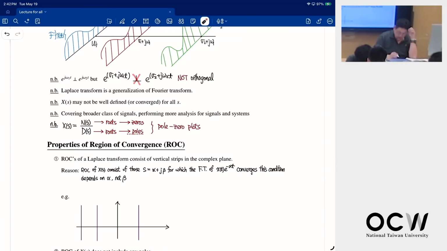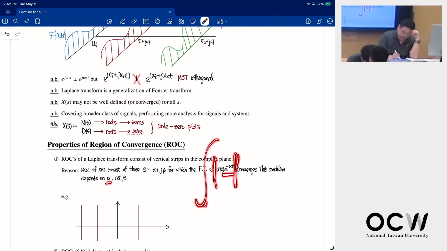So it really depends on this part. If we take the integration, we care about this part, which depends on alpha. And then I think we have a proof. You have a proof later.